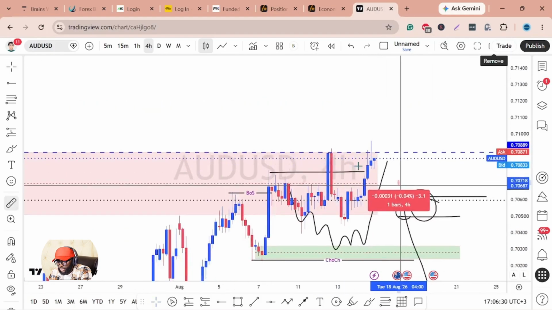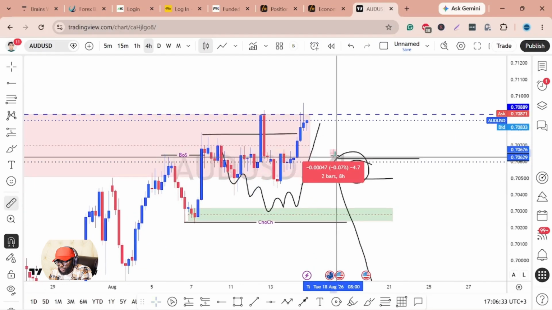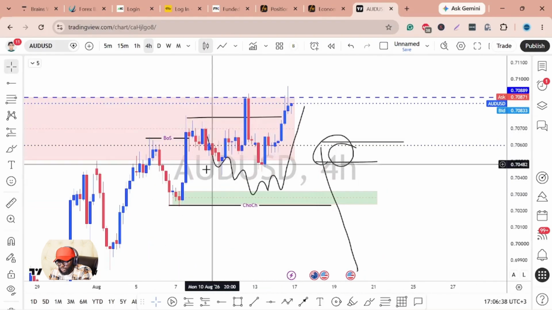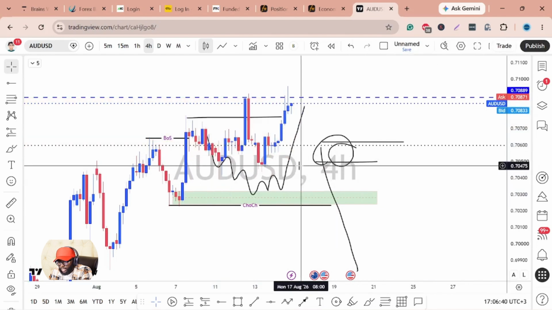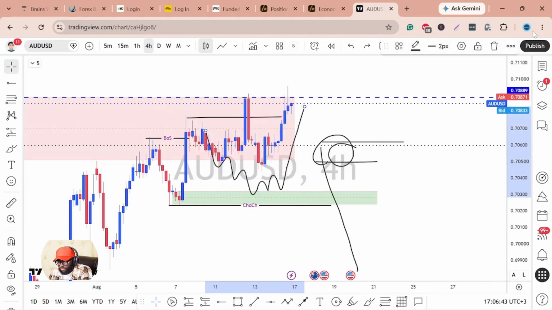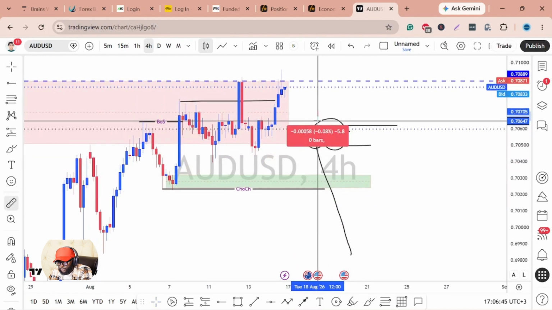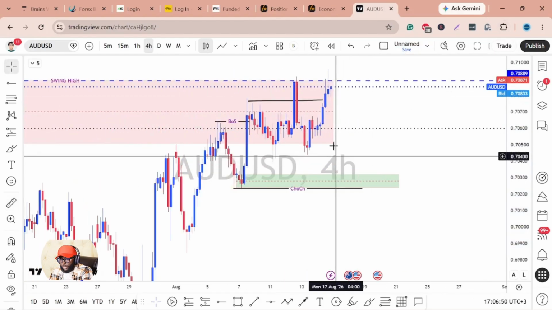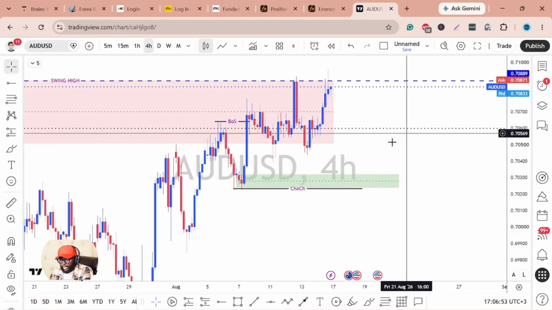Now, looking at what we have right now in AUD/USD, let me just clear this off so that it cannot be distracting to you, so you can see clearly what I am looking at. Just give me a minute. All right, now the chart is a little bit cleaner.